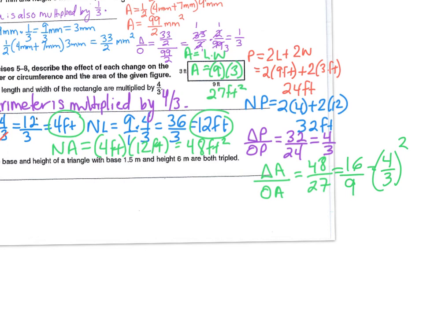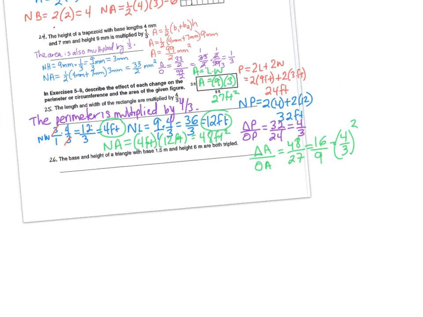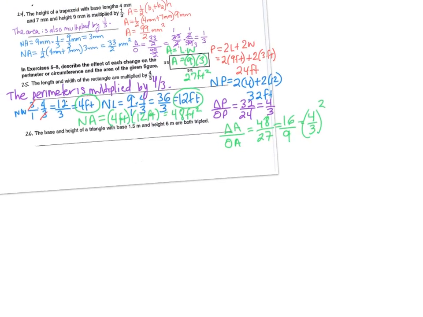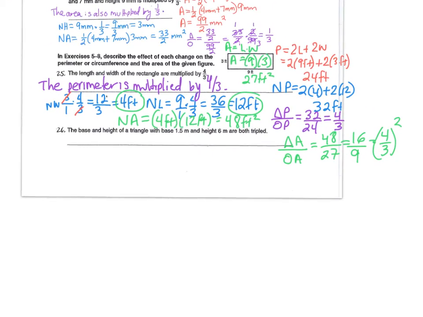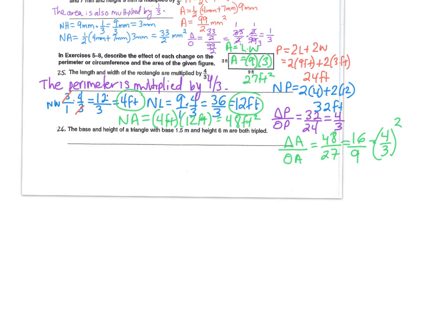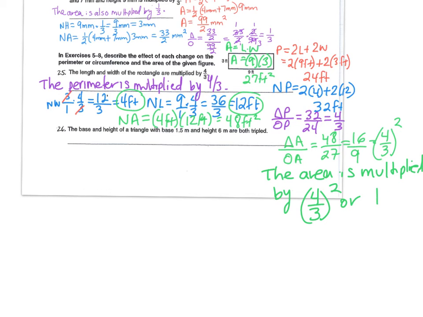Okay? So the conclusion for the area. So let me put the area over here. So conclusion, the area is multiplied by 4 over 3 quantity squared, or 16 over 9. And that's the conclusion for 25. Okay?